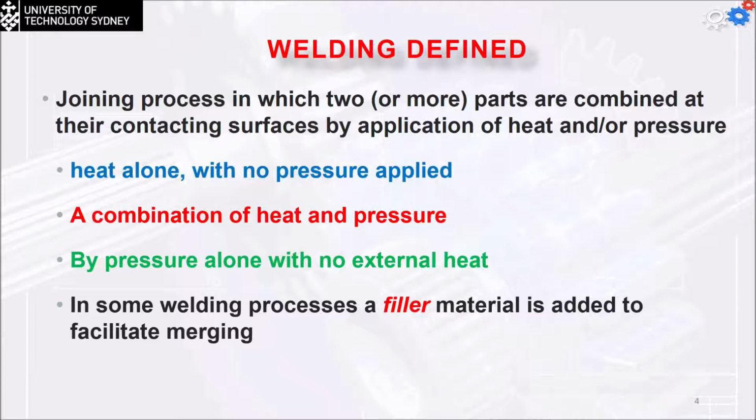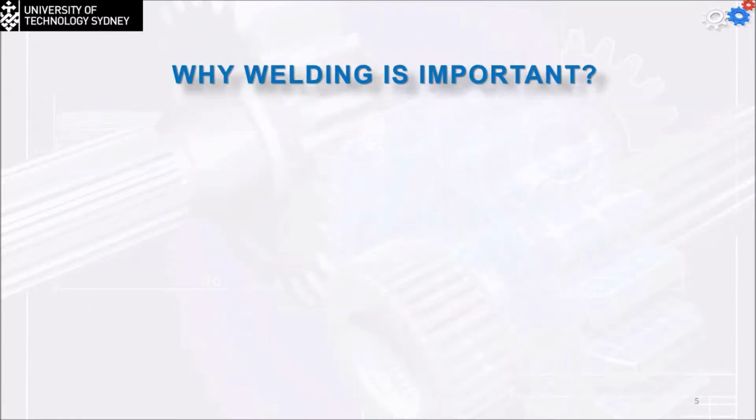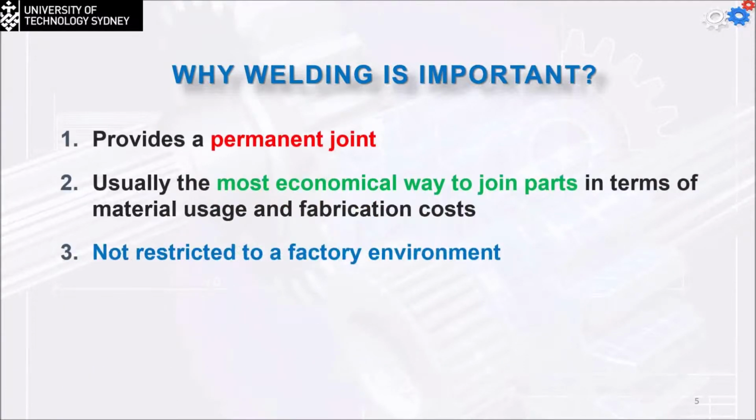In some welding processes, we may add filler material to facilitate the merging. Not only in welding, brazing and soldering also use filler material. Why is welding important? First, it provides a permanent joint. Second, it is the most economical way to join parts in terms of material usage and fabrication cost. Also, it is not restricted to the factory environment, because you can take two gas bottles, the oxygen and the acetylene, the torch and the tube, and go outside and do the welding externally.